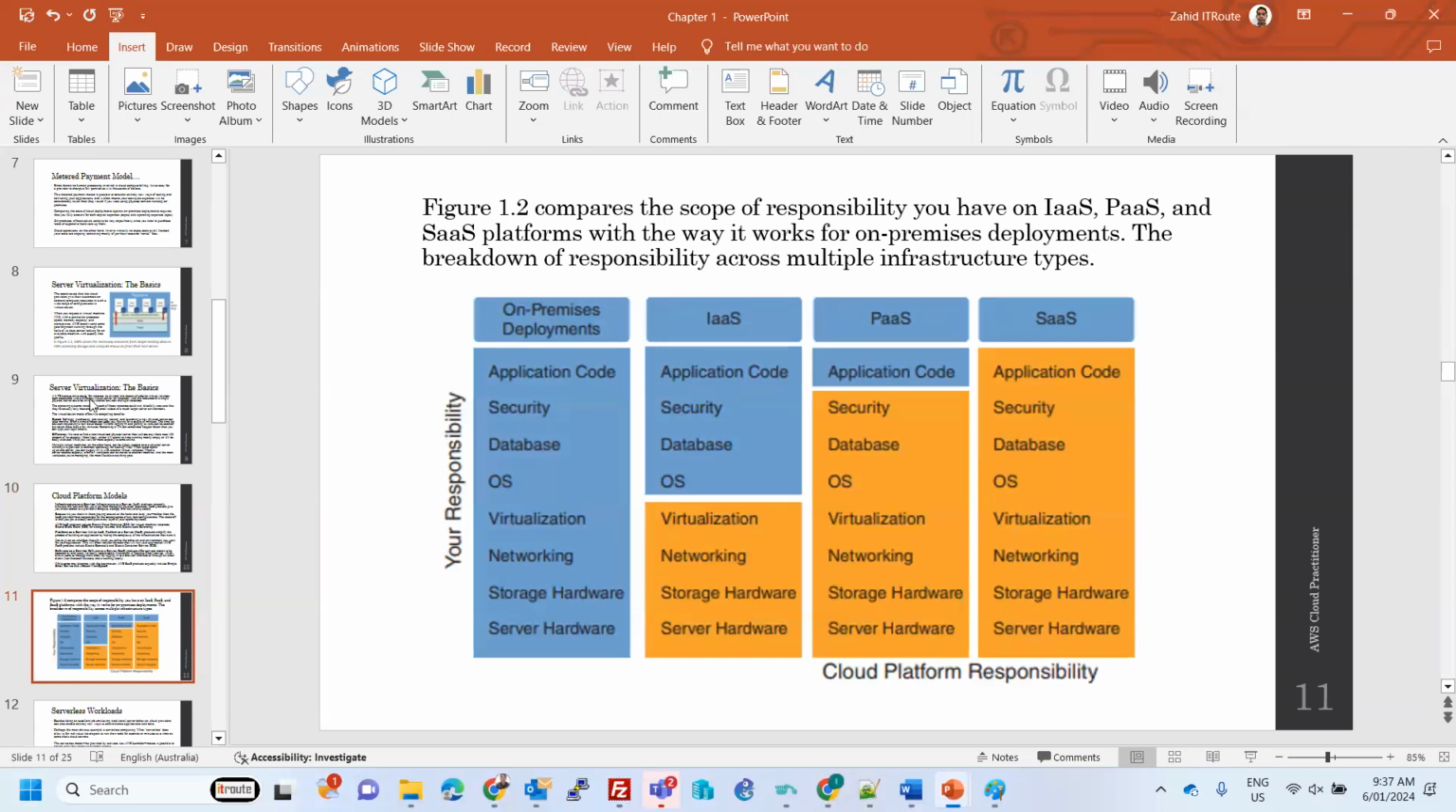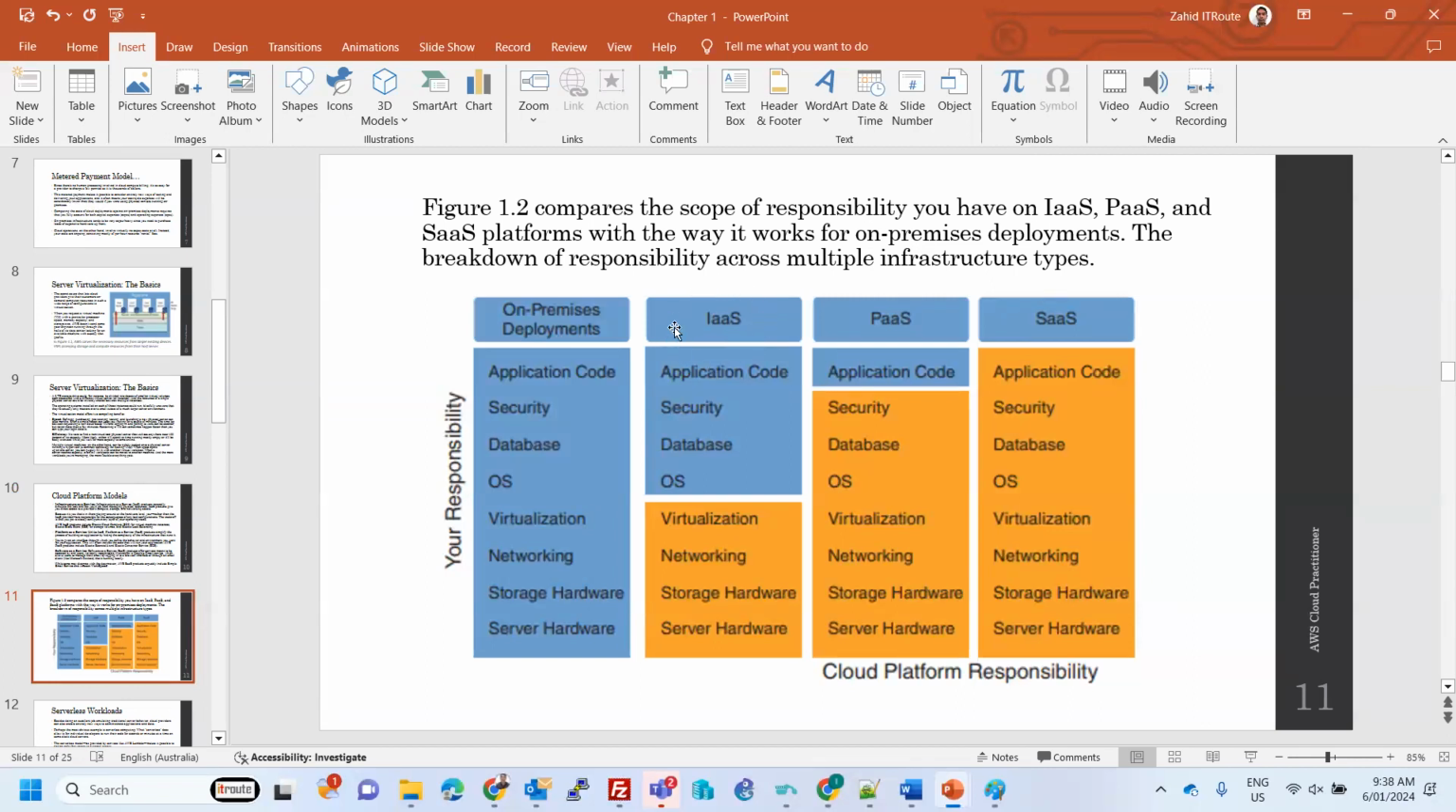So this one is a bit of a comparison. It compares the scope of responsibility you have on infrastructure as a service, platform as a service, and software as a service platforms with the way it works for on-premises deployments. For the breakdown of responsibility across the different types, on-premises, applications, code, security, database, operating system, virtualization, networking, storage hardware, server hardware, everything is our responsibility.